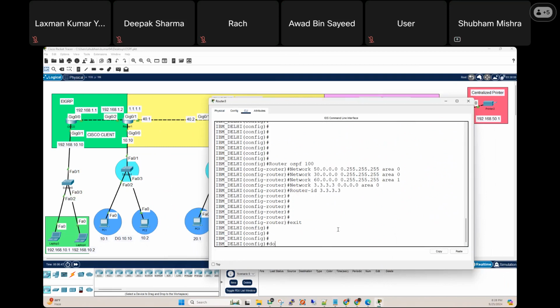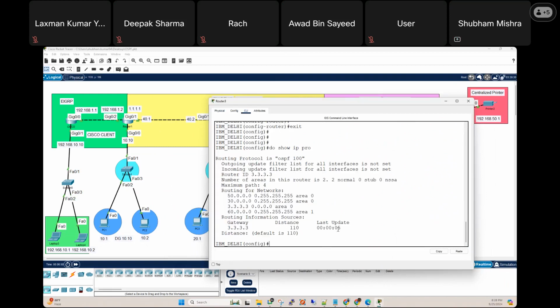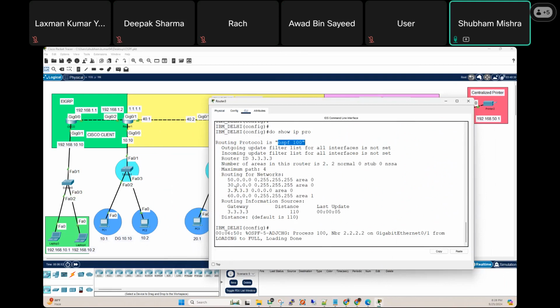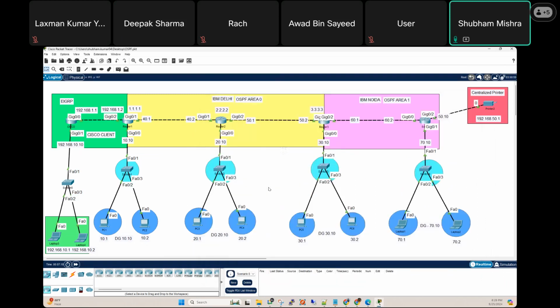Show IP protocol. OSPF 100 is there. 50, 30, and 3 are part of area 0 and 60 is part of area 1. And this is the router ID. By default, what is the AD value for OSPF? 110. And on this router, we configured everything.